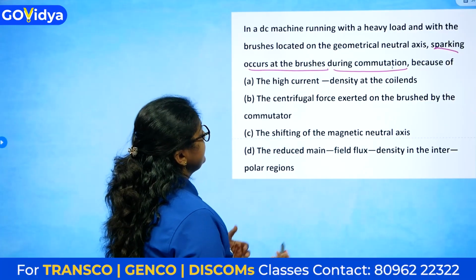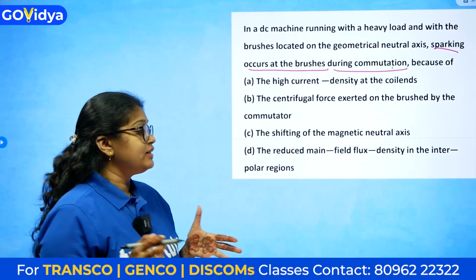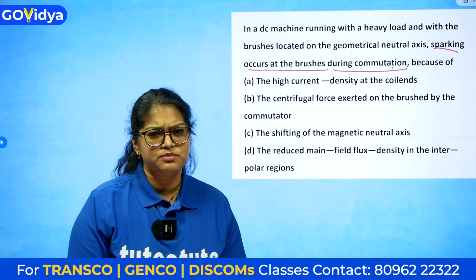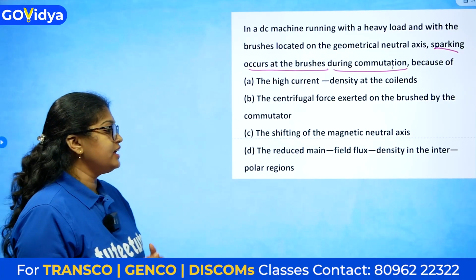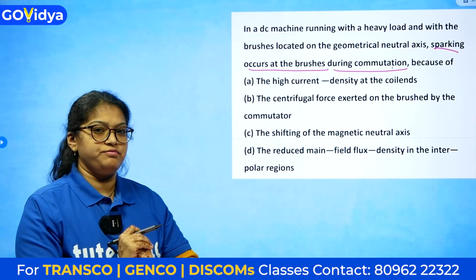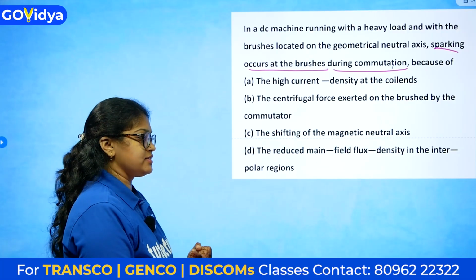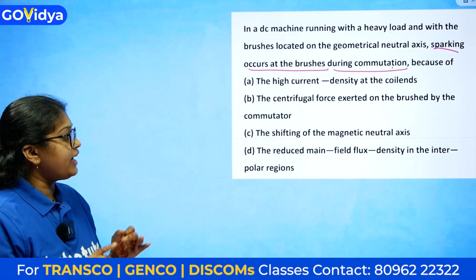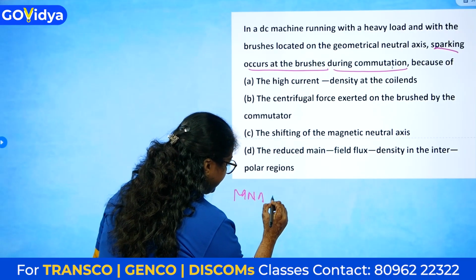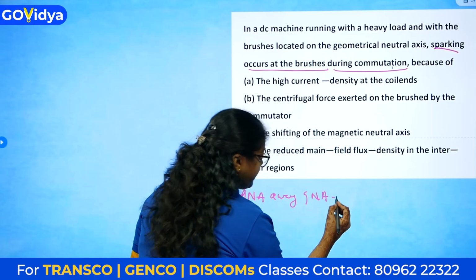In general, in a DC machine with heavy load, the armature reaction becomes very strong. During the heavy load, the armature reaction becomes very strong, and this distorts the main field flux and the armature field flux. Then the MNA will be away from the GNA. This is when there is heavy load.